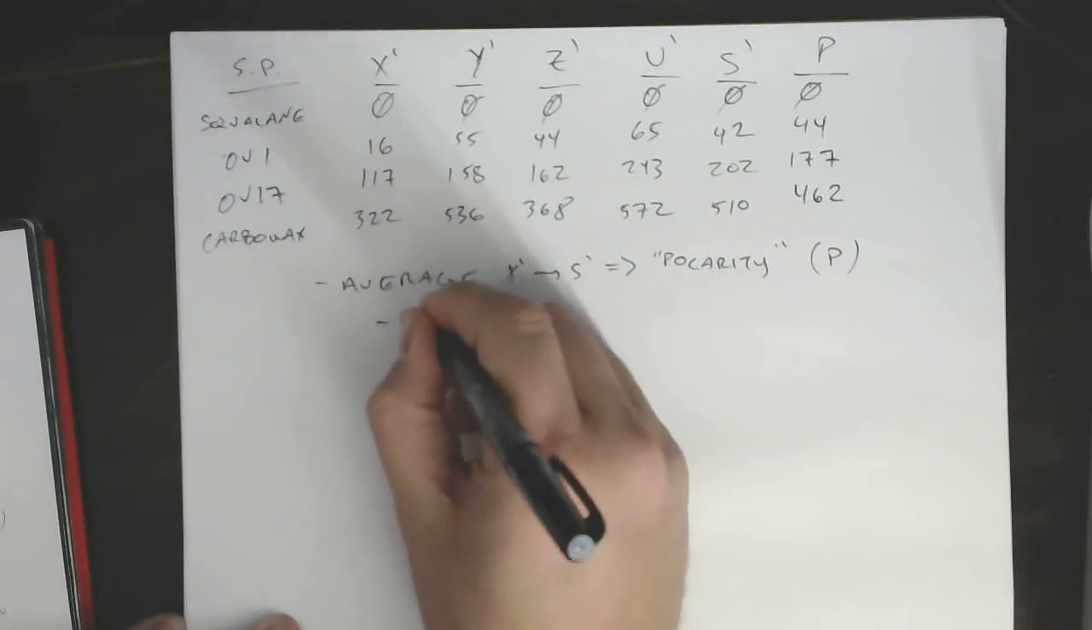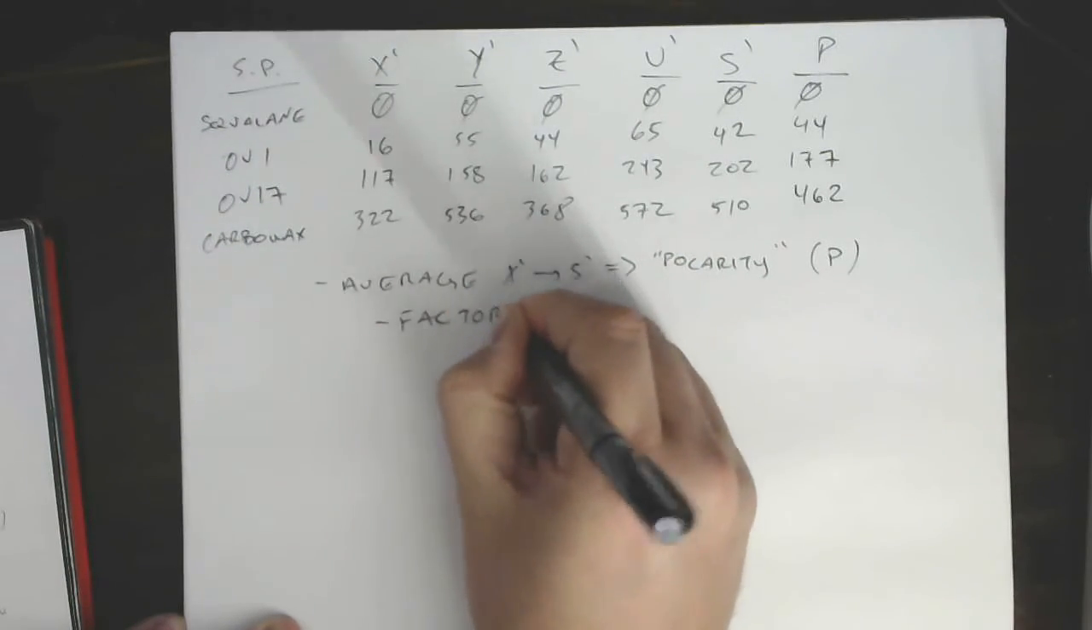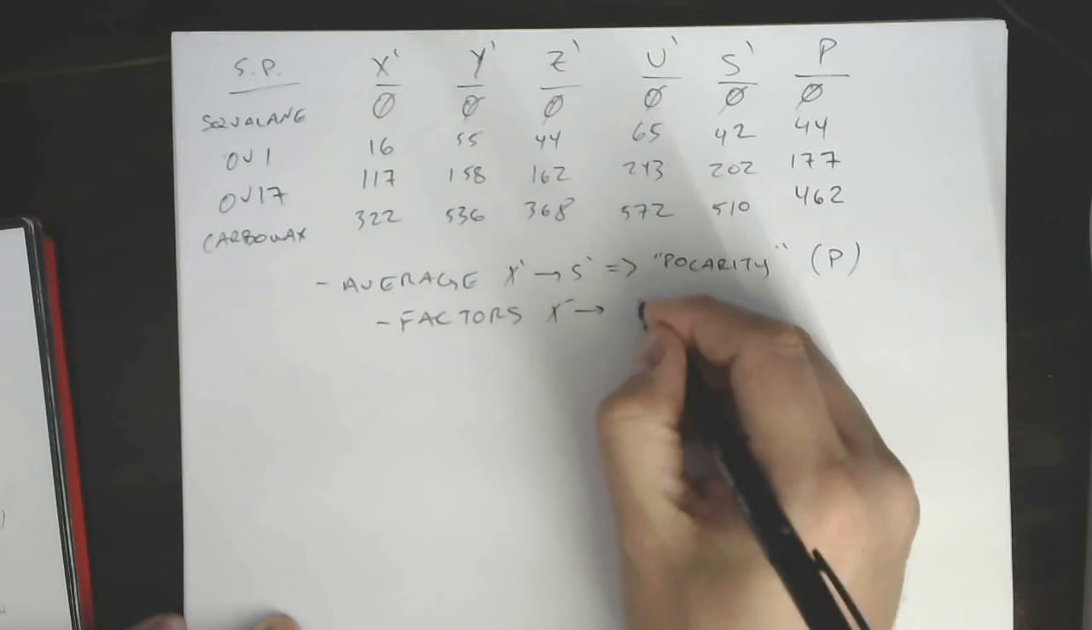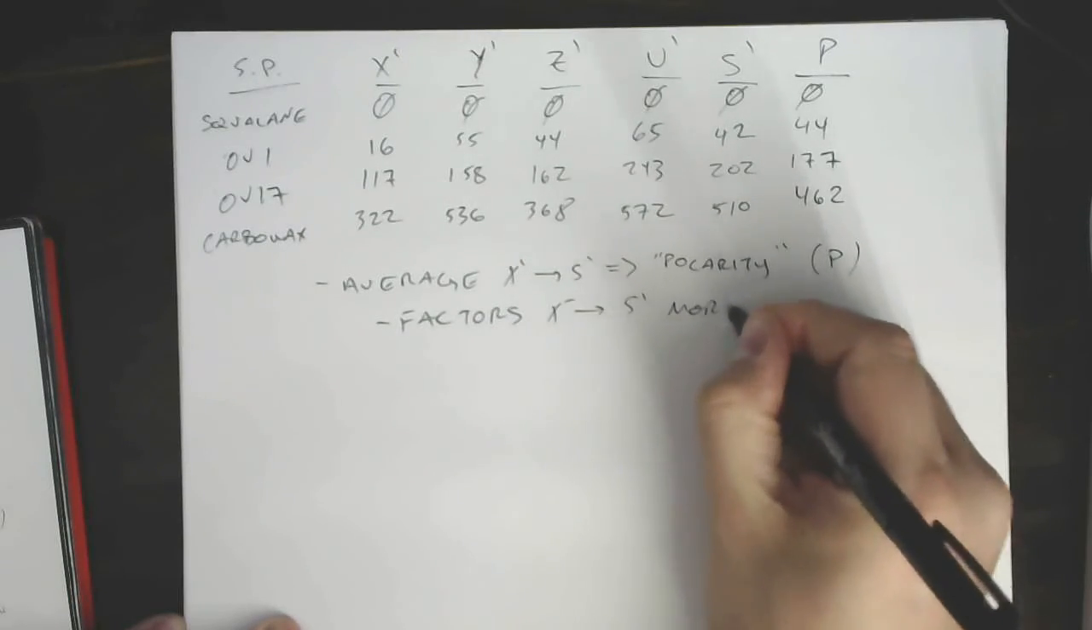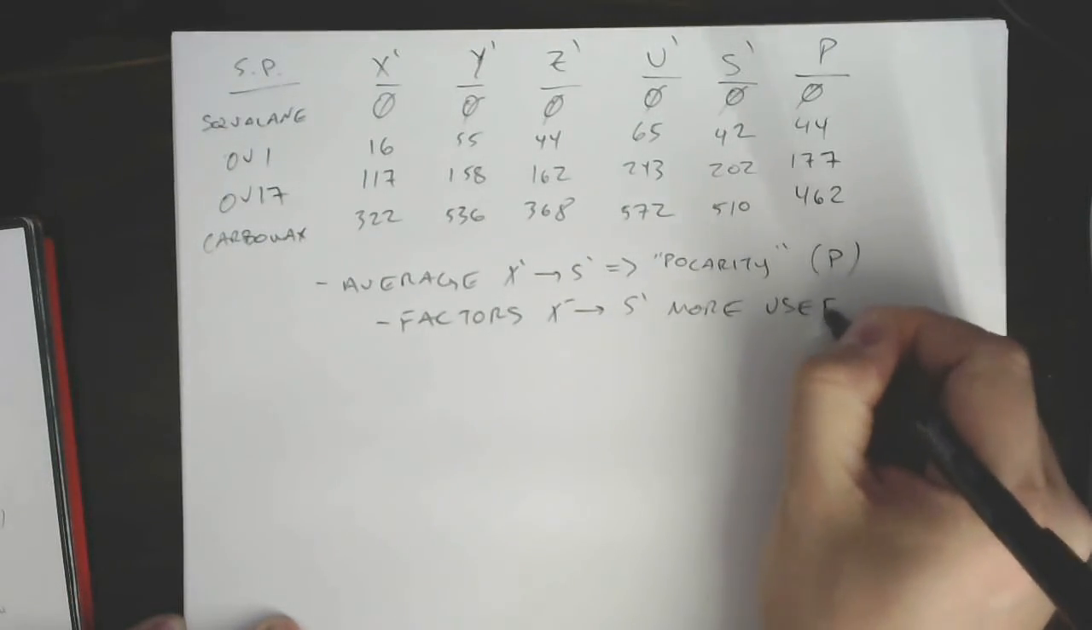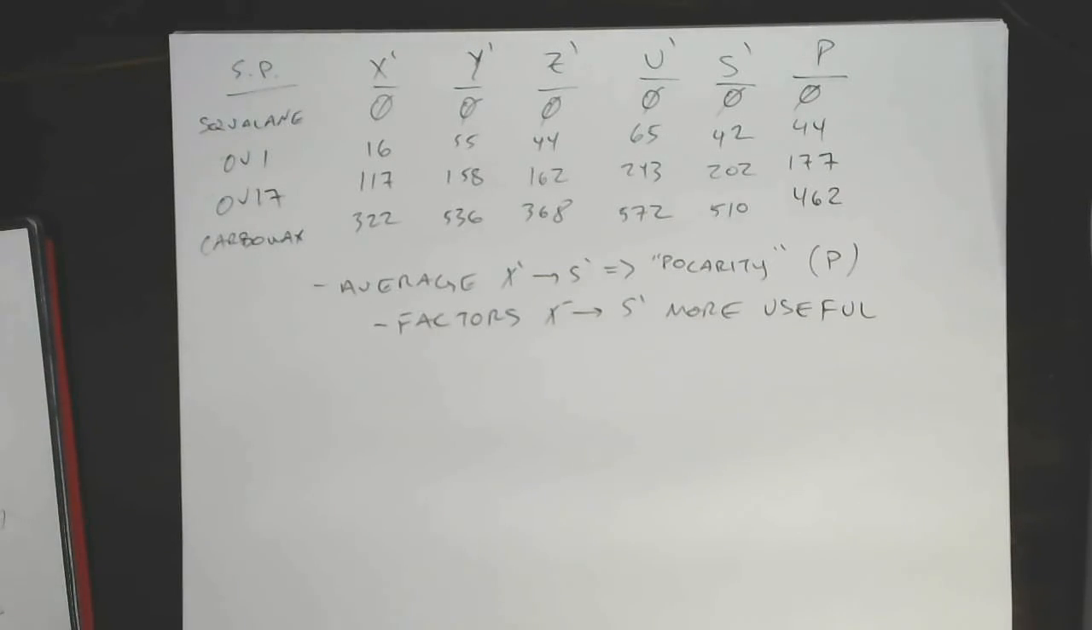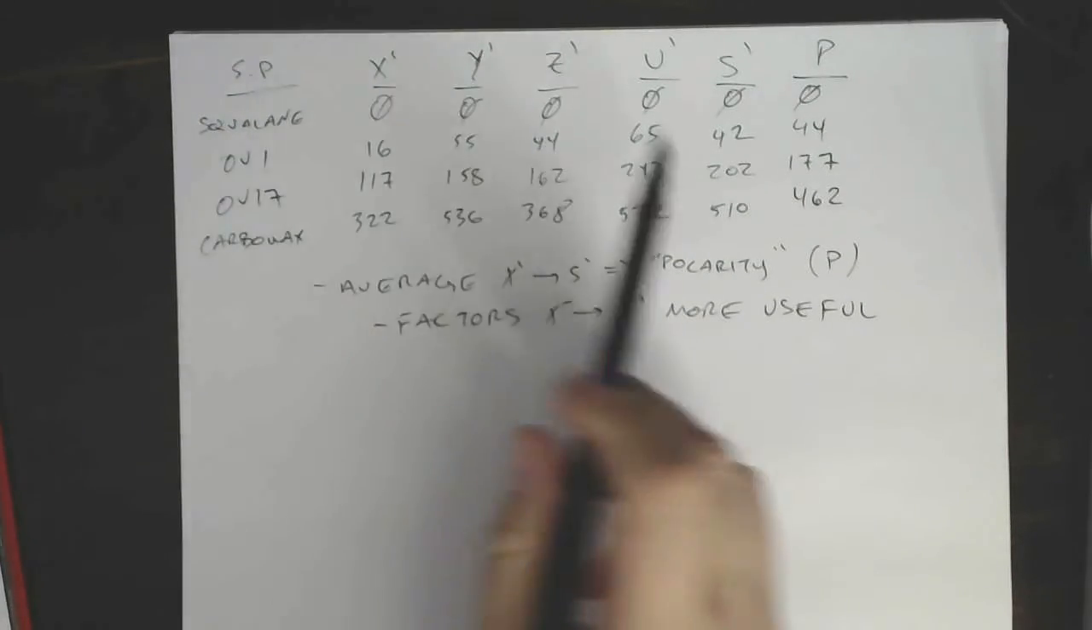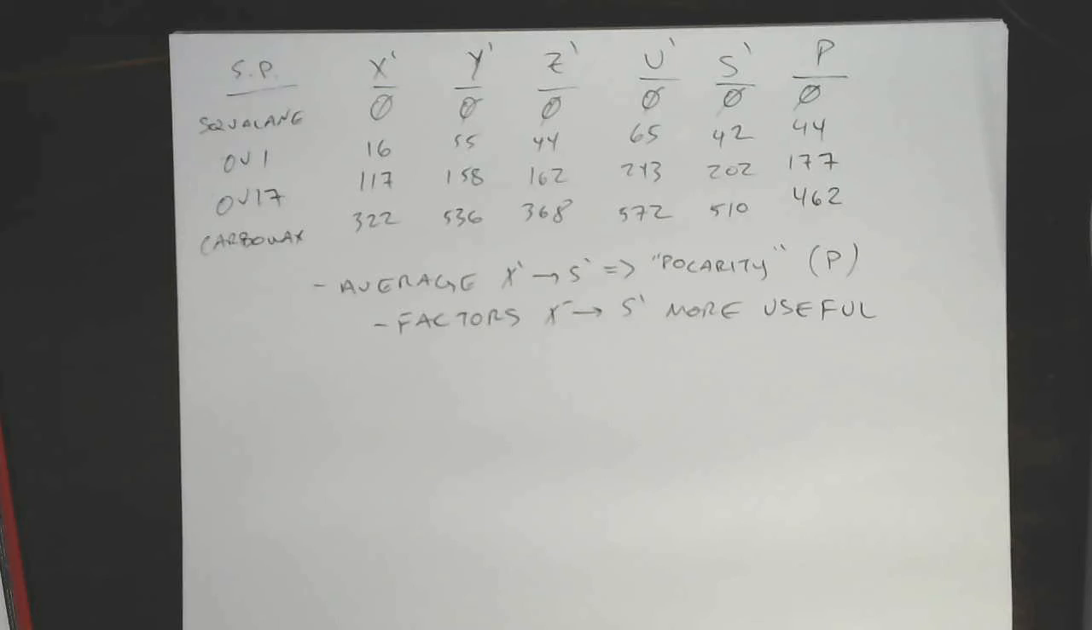In my opinion, I'm going to recommend that factors x prime through s prime are more useful independently, right? They allow you to actually design your method or your stationary phase selection a little more effectively for a specific interaction you're trying to promote.